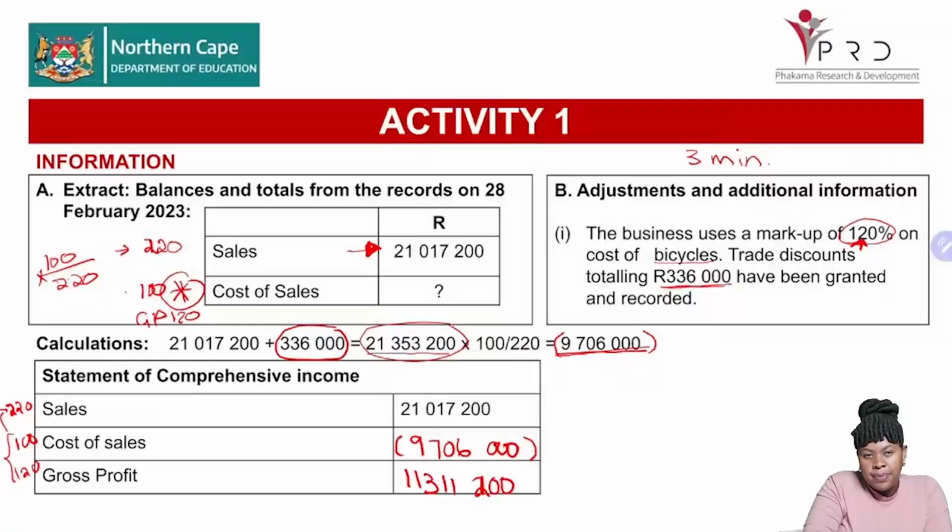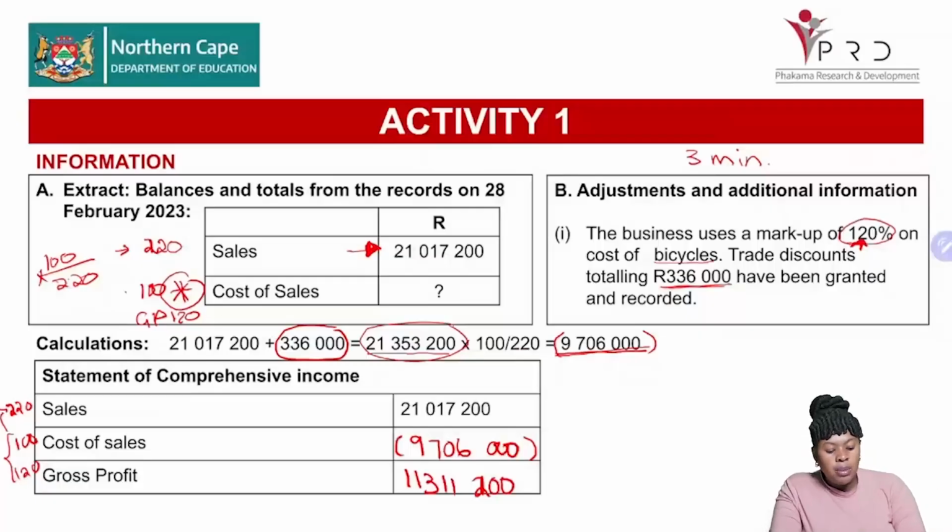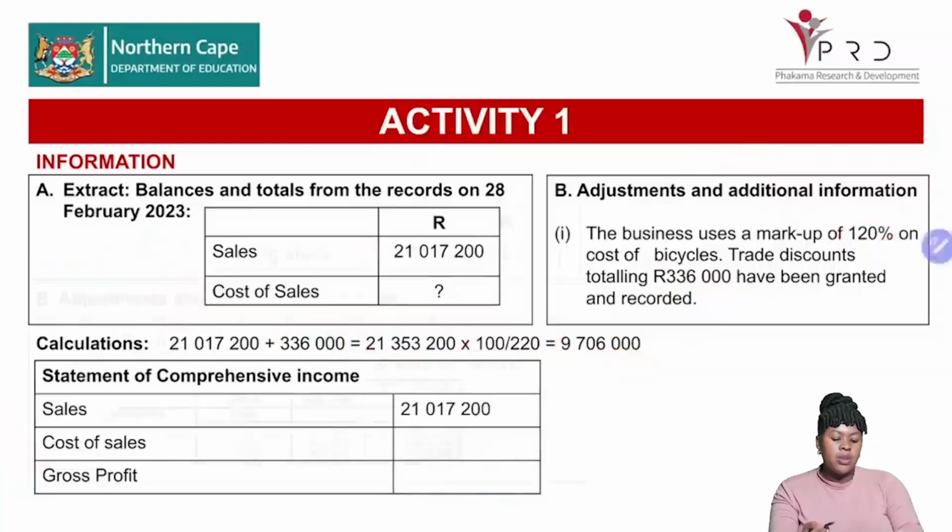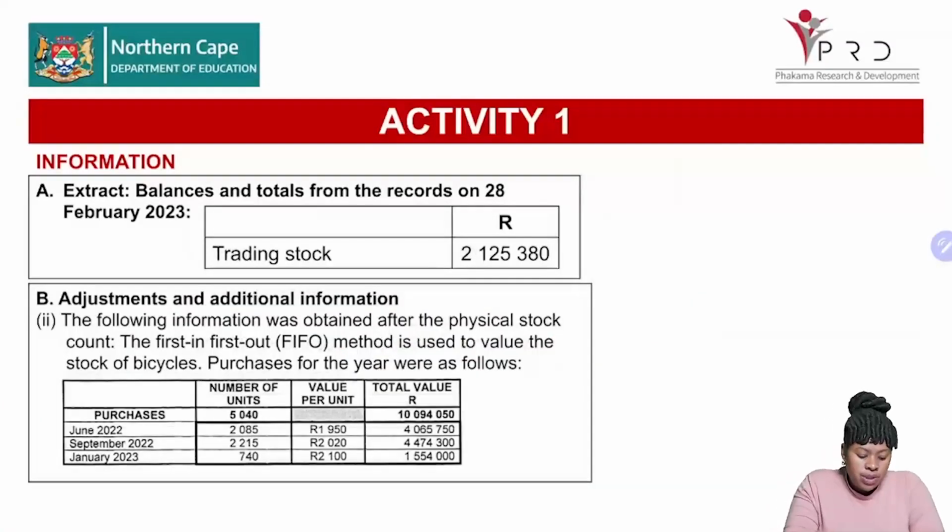So this question can be asked differently as well. You can be looking for your sales amount, and the cost of sales could be given. So you must familiarize yourself with this type of question to get maximum marks. That is how we approach that question.